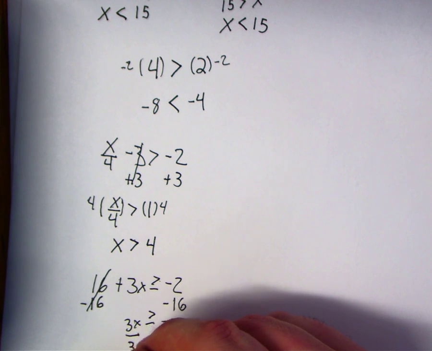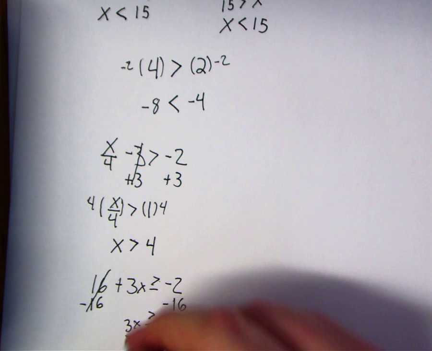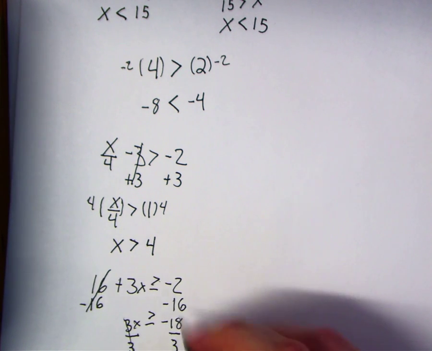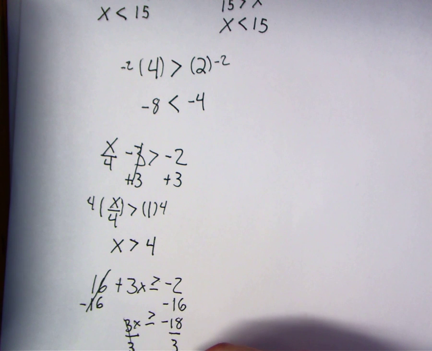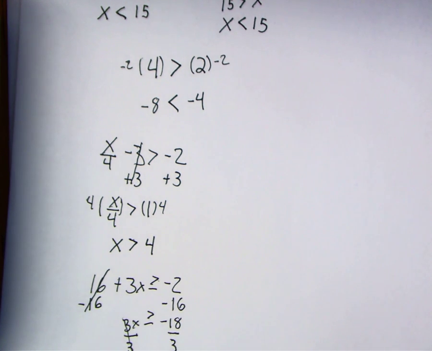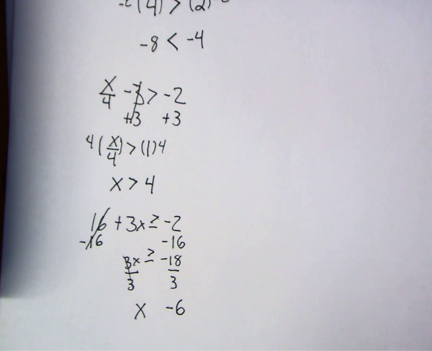Alrighty, so now we divide by 3. Divide by 3. 3 divided by 3 is going to give us just 1x. And we're going to be left with a negative 6 on the other side. Alright, now let's see here. We divided by positive 3, but wait, we had a negative 18. Make sure everybody can see that.